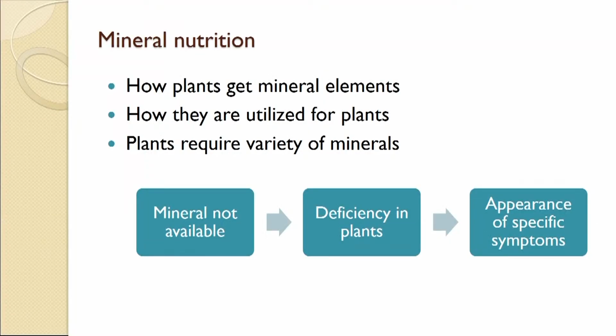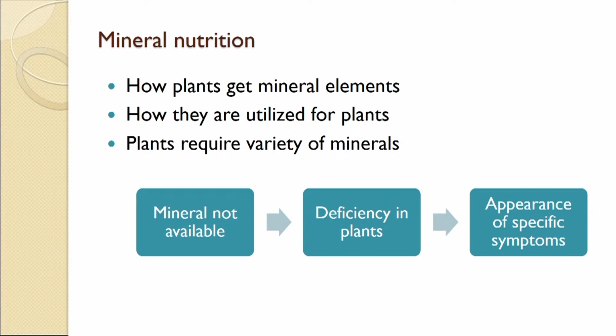So let's discuss what is mineral nutrition. In mineral nutrition we will discuss how plants get mineral elements and how they are utilized by the plant. As we know, plants require a variety of minerals which are crucial for their growth, physiological processes, development and maturation. If any mineral is not available in the soil, the plant's physiological processes will get affected. As a result, there will be deficiency symptoms in the plant.